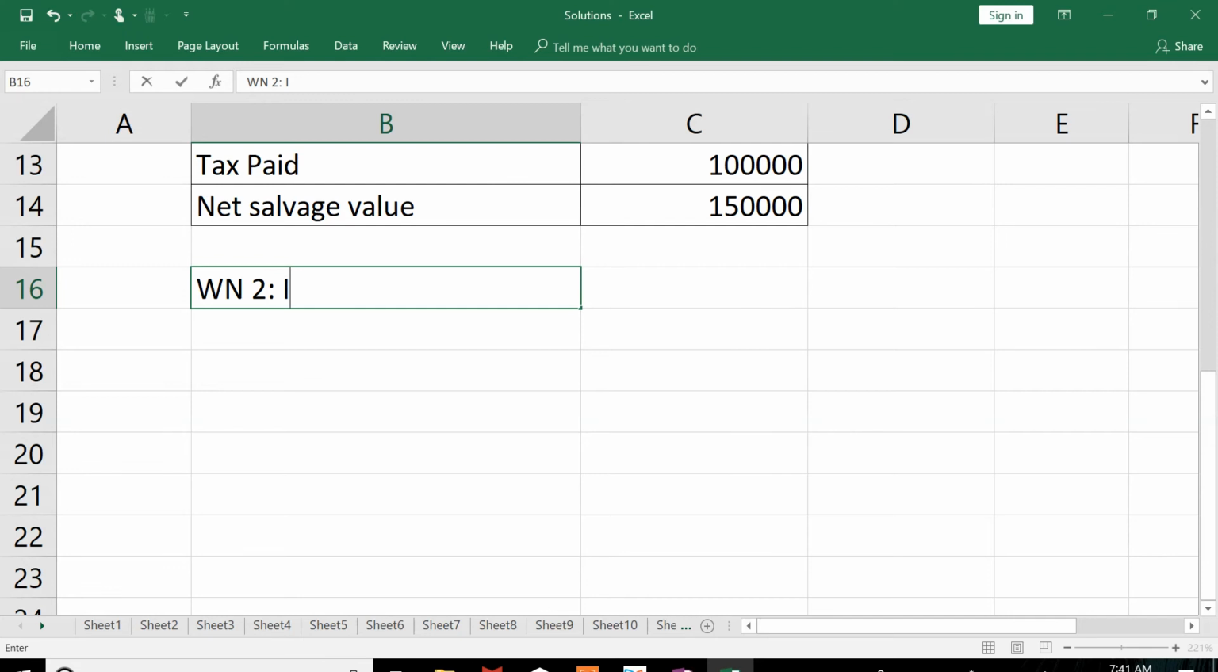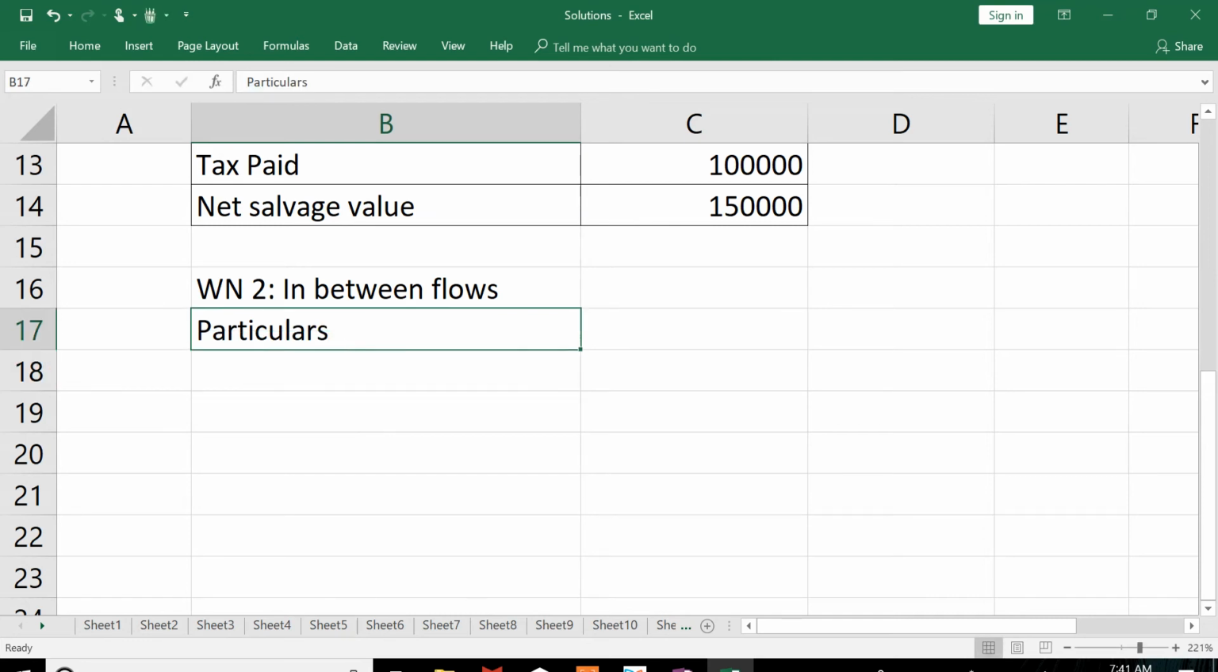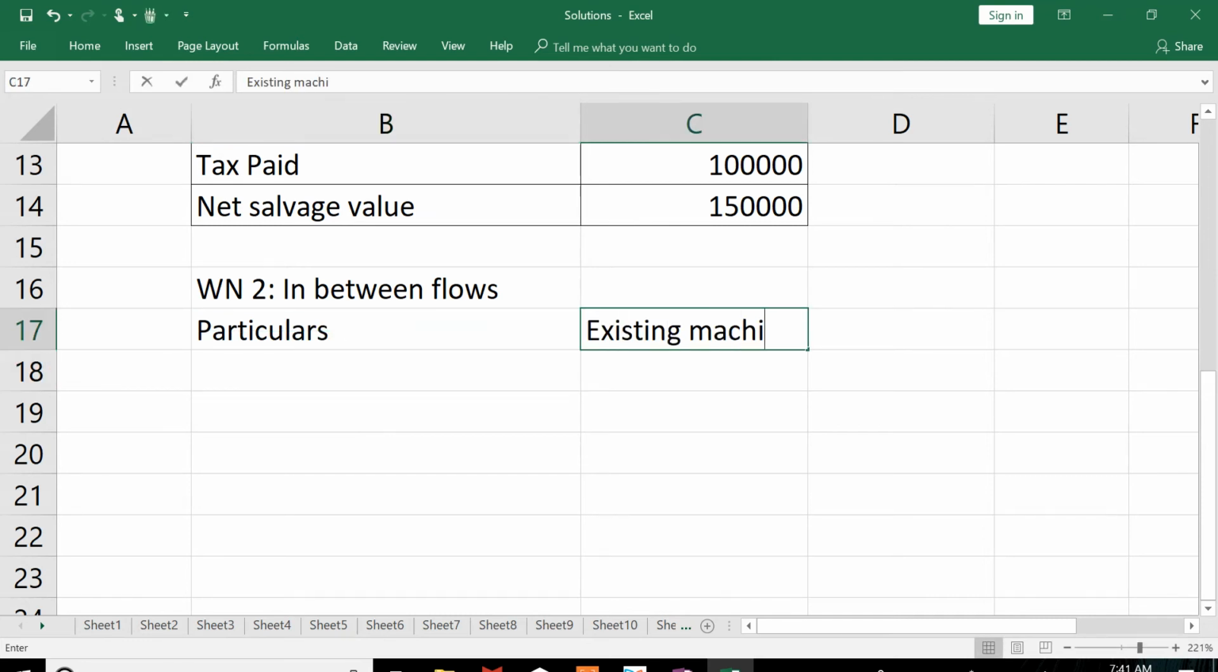In between flows. Particulars: existing machine.